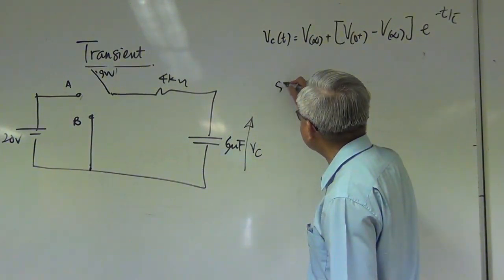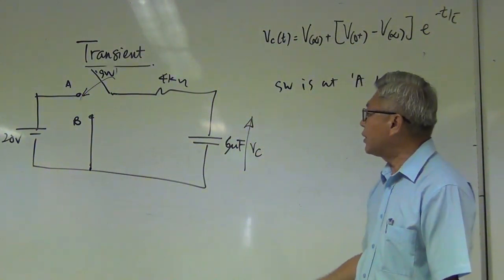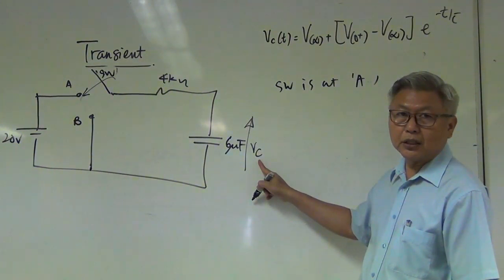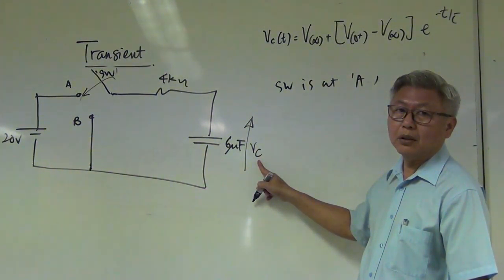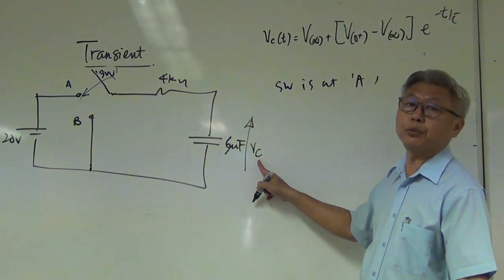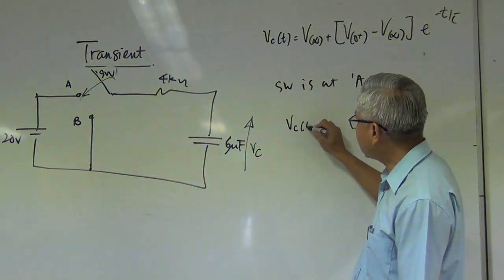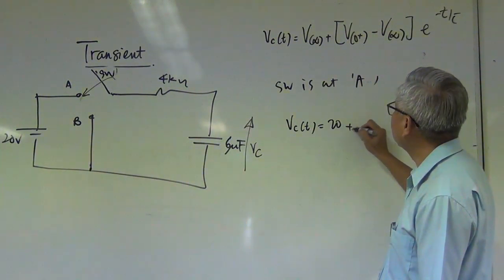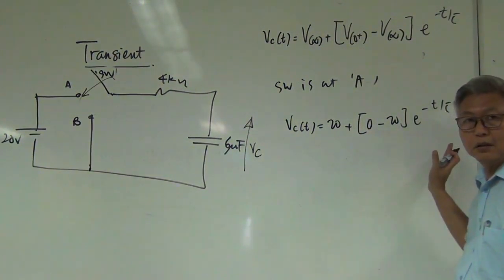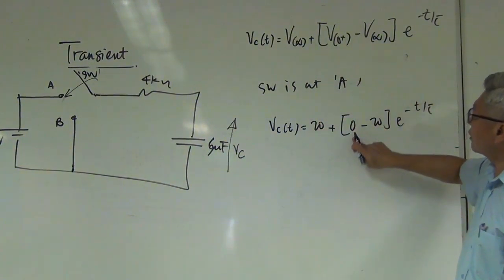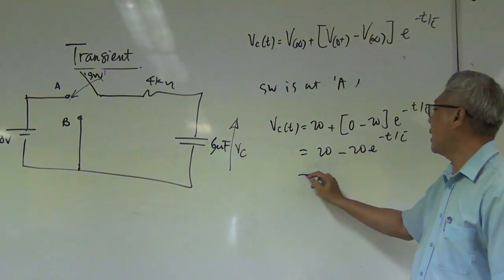Okay, let's talk about the story. When my switch is at position A, can you tell me finally what's the voltage here? It's 20 volt, right? Finally, it's going to charge up to 20 volt. Immediately after, when the switch is thrown, because it was 0 volt, it should also be 0, then it increases at 0 volt, 1 volt, 2 volt, and then 20 volt. So if I were to write this expression, VC(t), finally, is 20 volt. Initially, 0 volt. So with that, I would have 20 minus 20 E to the minus T over time constant.